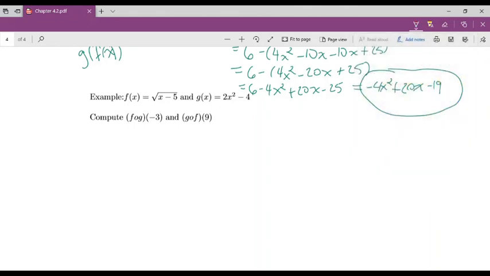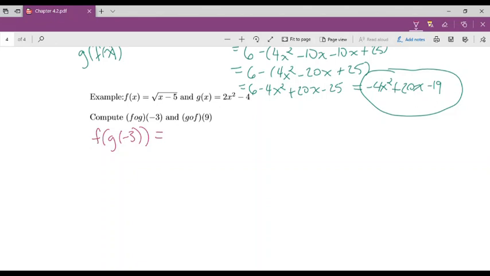Okay, if I'm looking at f of g of negative 3, there's two ways you can do this. I'm going to do the first one way, the second one another way. You choose whichever works best for you, whichever method you like best. So the first method that I'm going to do, we've got f of g of negative 3. In the first method, I'm going to keep it all together.